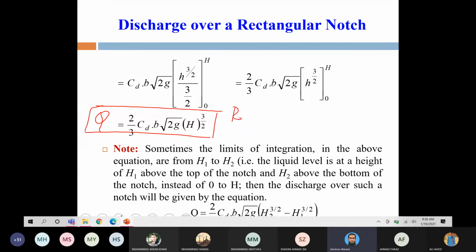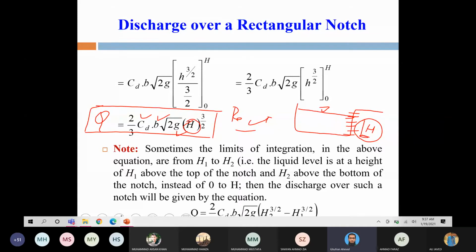For a rectangular notch, basically, Q is 2 by 3 CD, B root 2G, H to the 3 by 2. So here B is constant, CD will also be constant for that particular notch, G is also constant. So the only thing which varies is H. So say if you have installed a notch in any of the flowing liquid, you just make some graduations here, and from the top you see what is the height H. So based on this value of height h, you will be able to find the discharge.